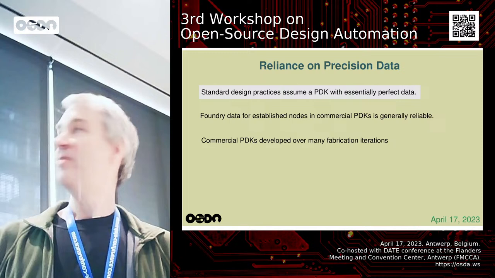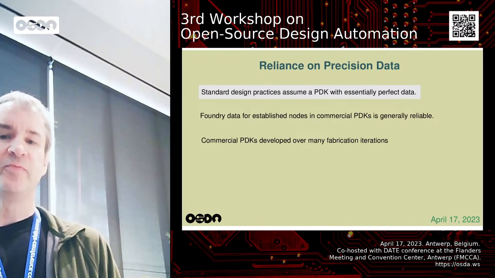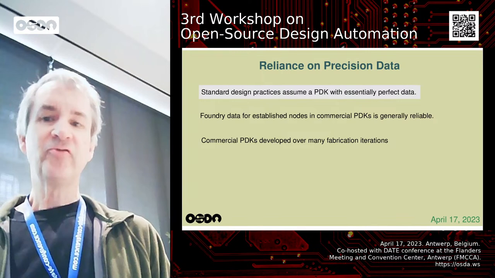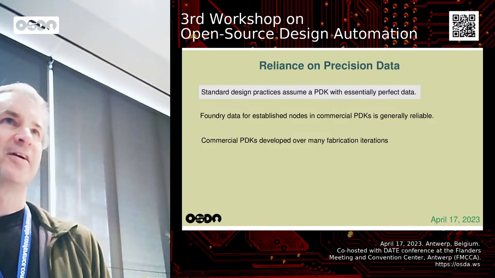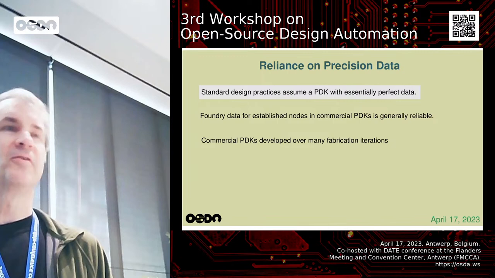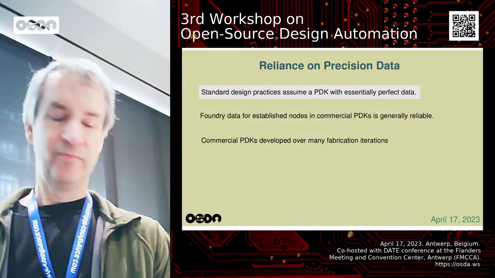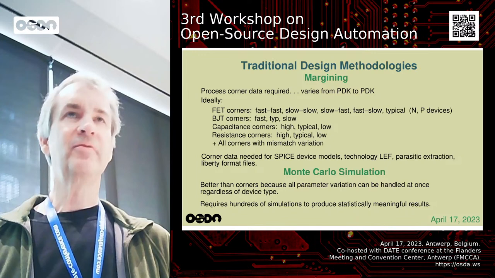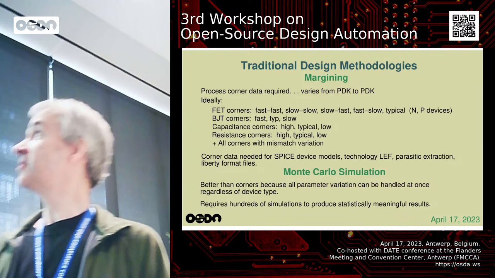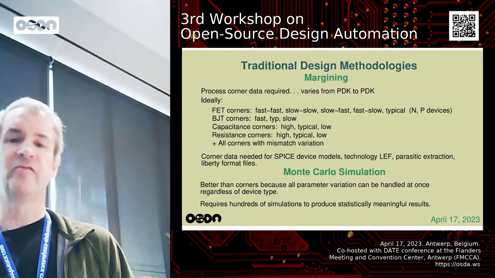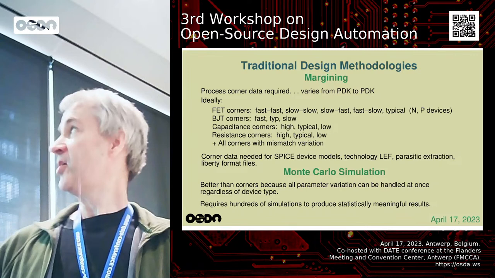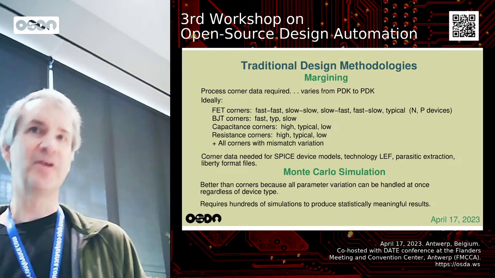And the thing is that standard design processes essentially assume that you have a PDK with essentially perfect data. That's because foundry data for established nodes has come from PDKs that are generally reliable, because they have done this over numerous iterations of silicon, and that's what they give to you when you buy a proprietary PDK. So the traditional design methodologies all assume that your data is perfect, and so all you do is test your design over process corners, over PVT, and if that works, you're good. And if it doesn't work, you might try doing Monte Carlo simulation, which is a little easier to meet, and if that works, you're good. And that sets your probability bounds that you're going to get first time working silicon.